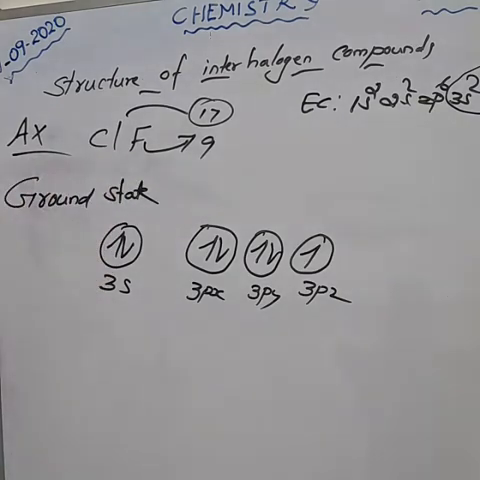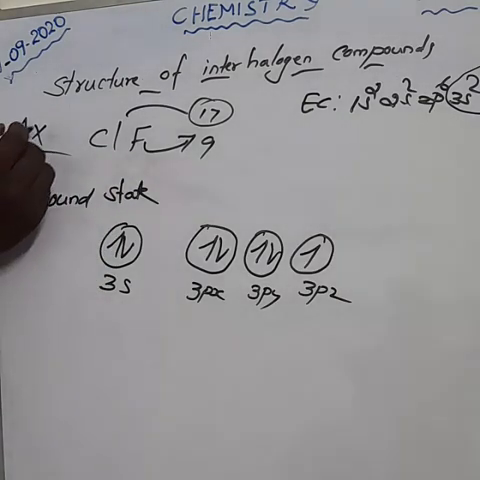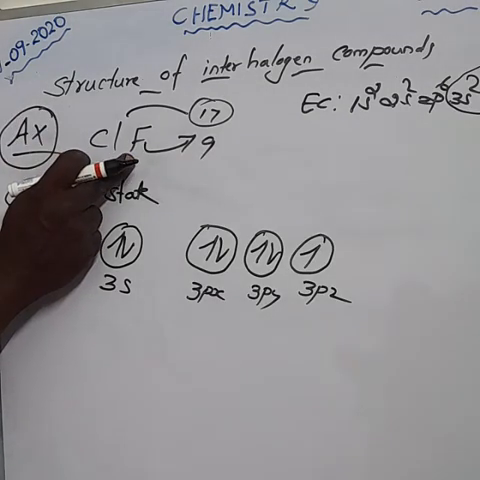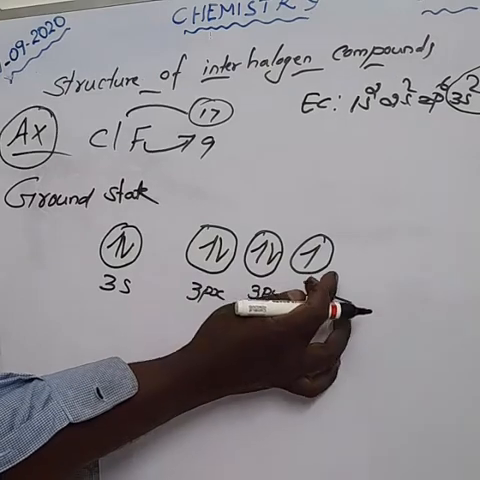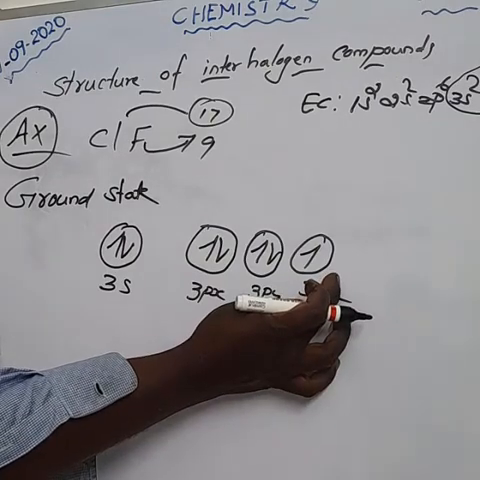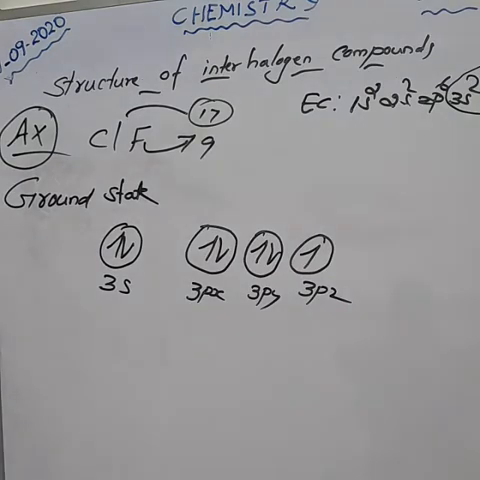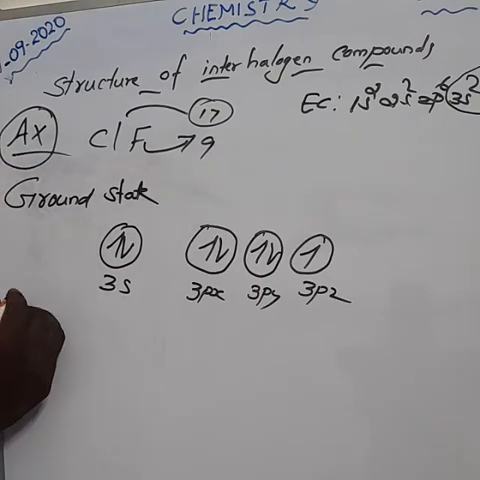Next, this is an AX type molecule, meaning only one fluorine can be joined here. There is a vacant orbital, and the fluorine can be attached to that vacant orbital. So we should not write the excited state. For the AX molecule, after the ground state we write the hybridized state.